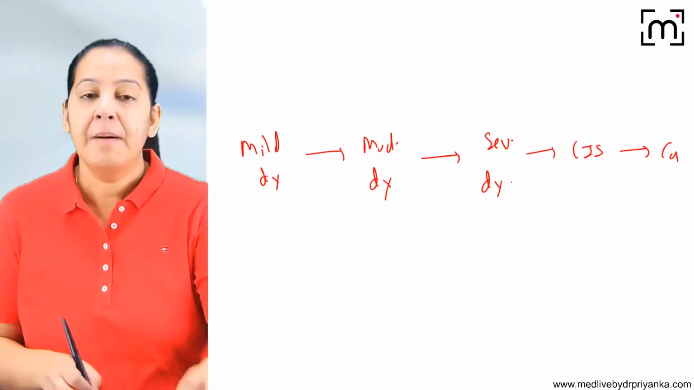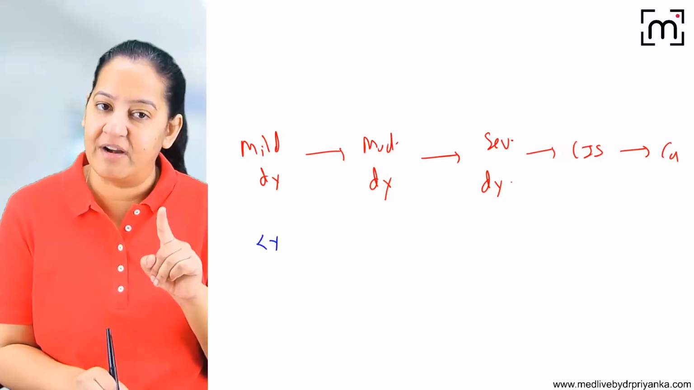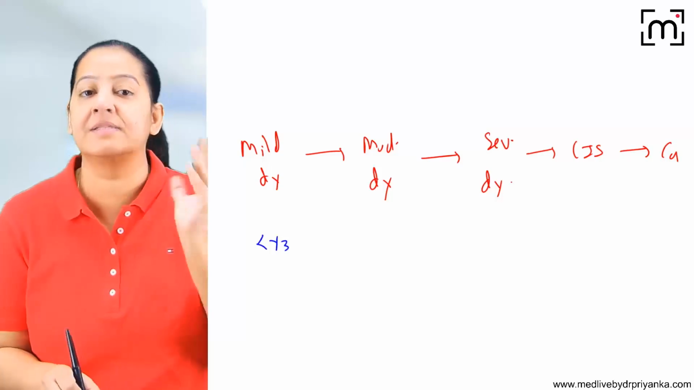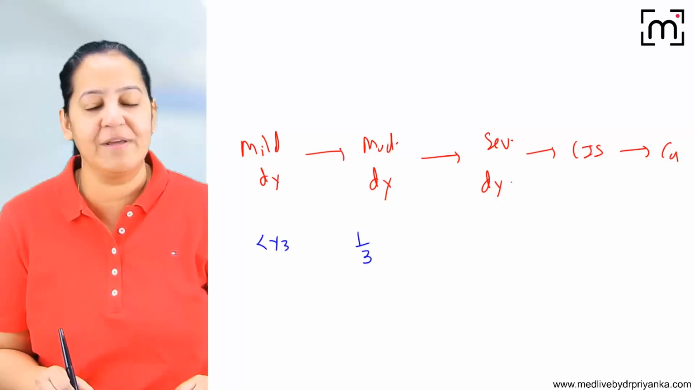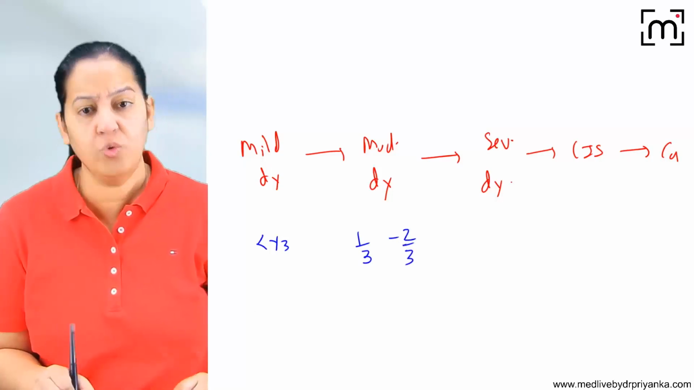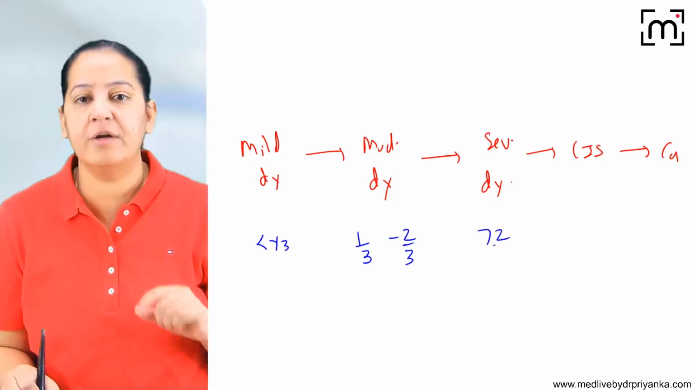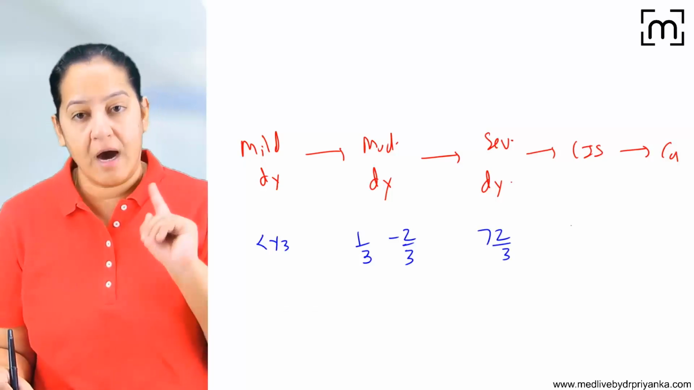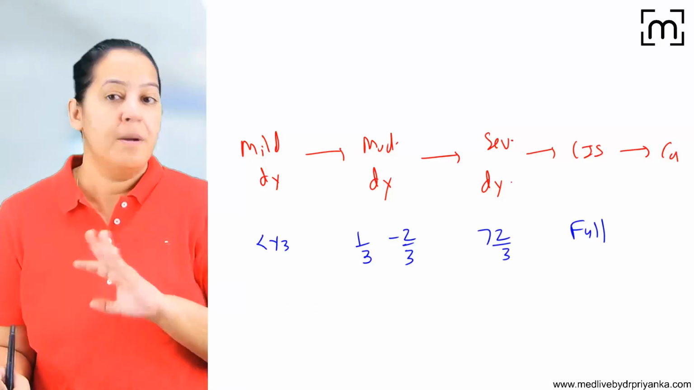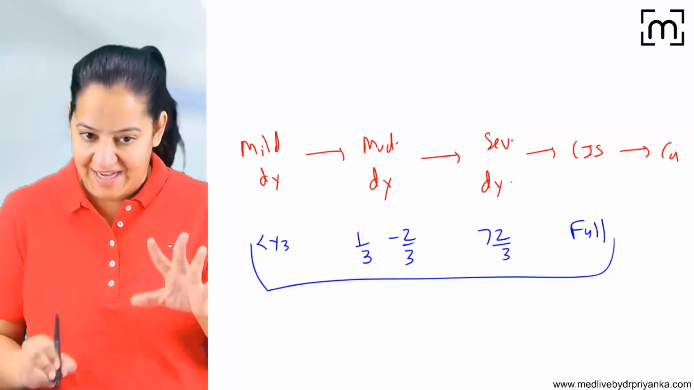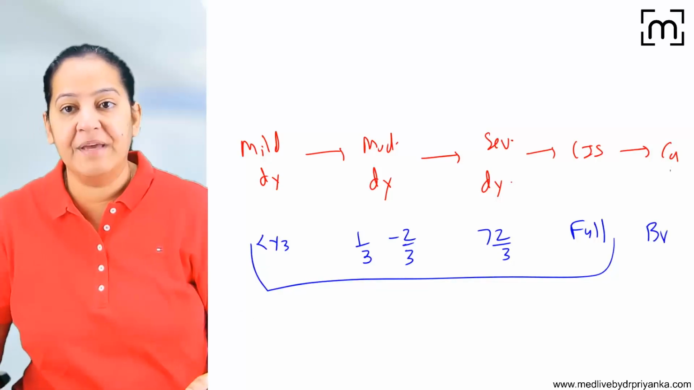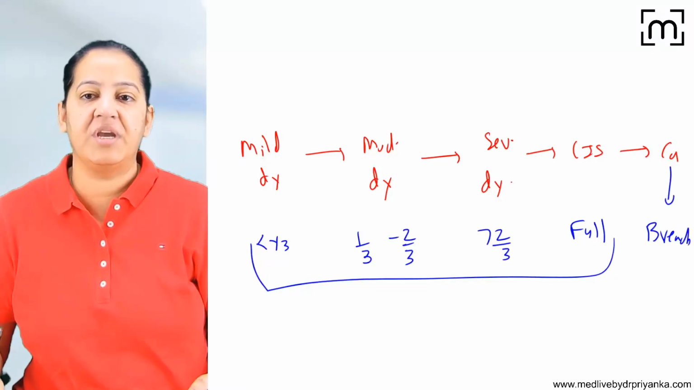What do you mean by that? Mild dysplasia means dysplasia in less than 1/3 of the thickness out of the total thickness. Moderate means the dysplasia is between 1/3 to 2/3 of the thickness. Severe is more than 2/3 of the thickness is dysplastic. Carcinoma in situ is full thickness dysplasia, but there is no basement membrane breach in any of them. Here, there is a breach in the basement membrane.